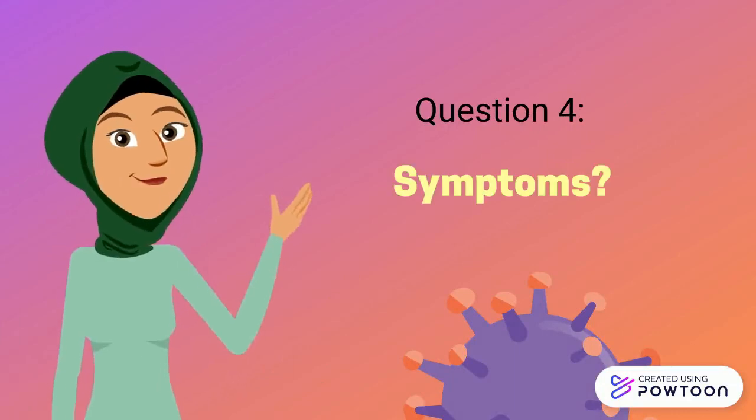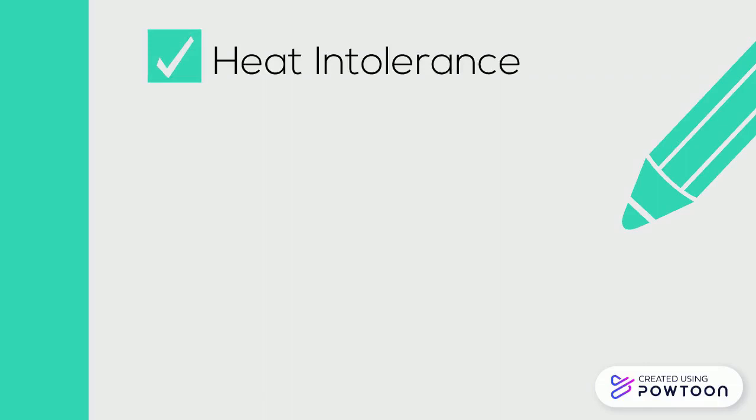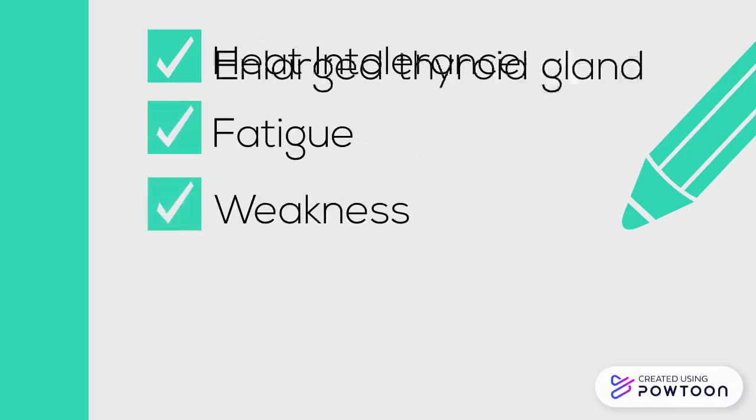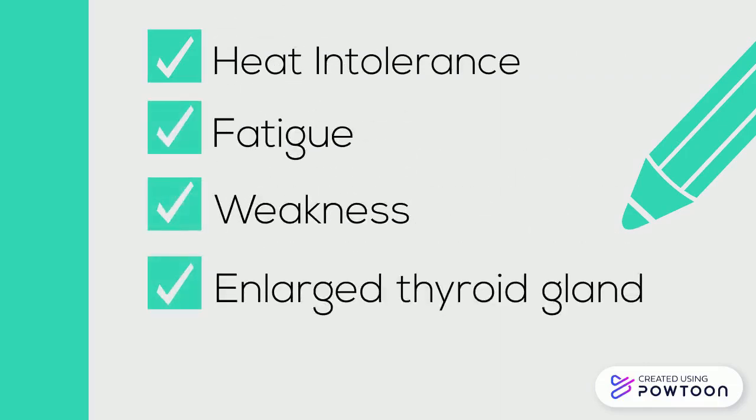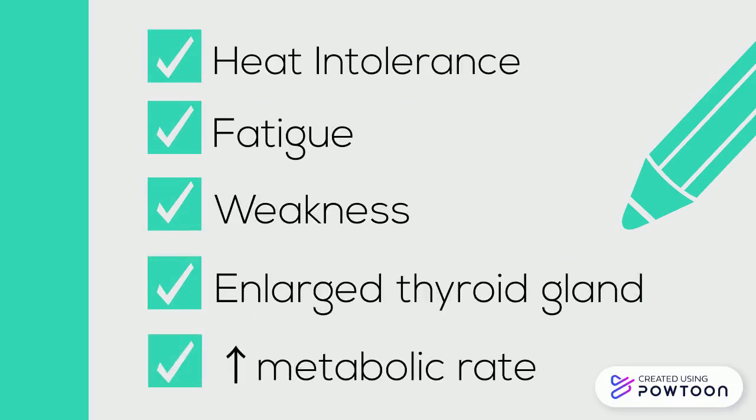What are some symptoms of Graves' disease? The overproduction of T3 and T4 give the following symptoms: heat intolerance, fatigue, weakness, enlarged thyroid gland called a goiter, increased metabolic rate, which leads to weight loss despite adequate nutrition, and more.